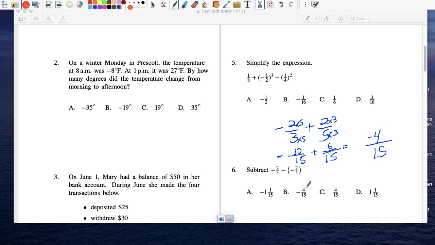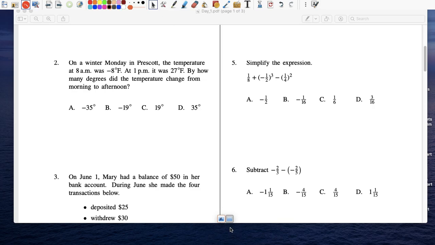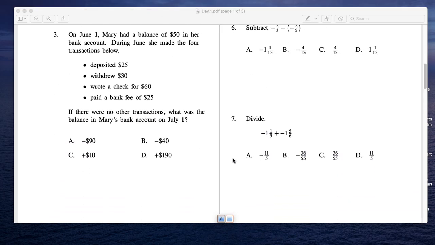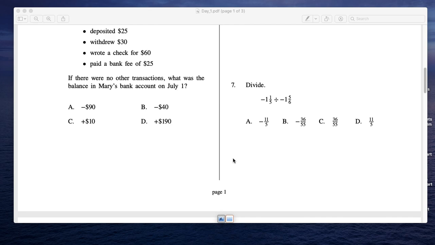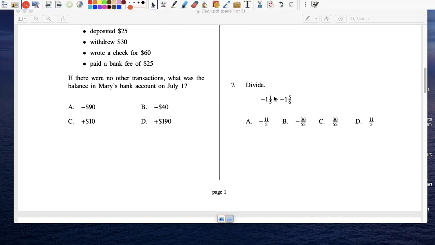So what do we got? -4/15 is B. All right, so I don't want to count too much on those questions. Just like this one, again, straight up in the calculator, just as it is.